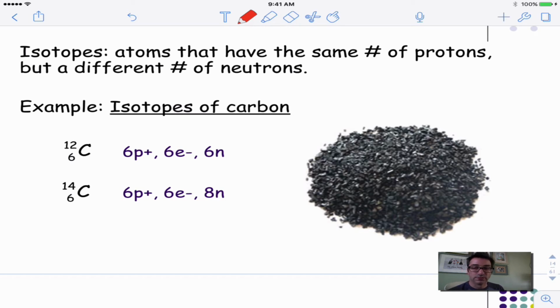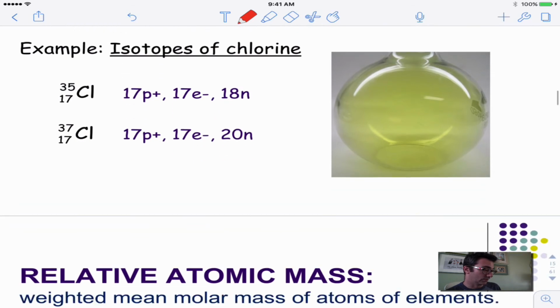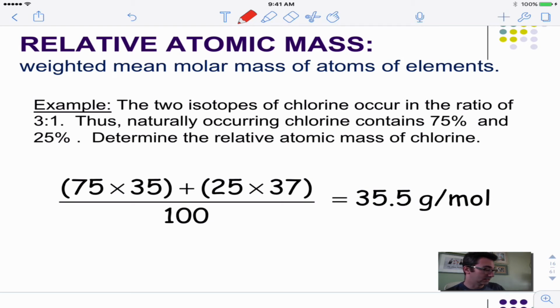And in any sample of carbon or hydrogen or any naturally occurring element, you are going to have all of these isotopes with a certain percentage or abundance. One of the skills you need to know how to do is calculate the actual average atomic mass. And so here's another example with chlorine, and here's how you would calculate the average atomic mass. To do this, you would take the percentage times the mass, and you would add it to the next percentage times the mass. And then you would divide it by the total percentage, or 100. You could change the percent to a decimal and do that.